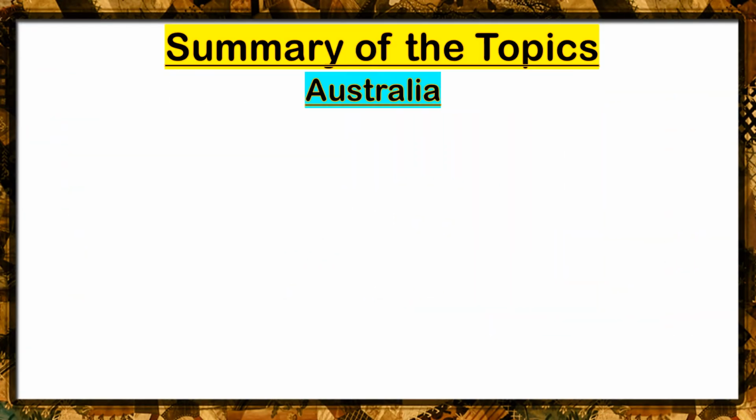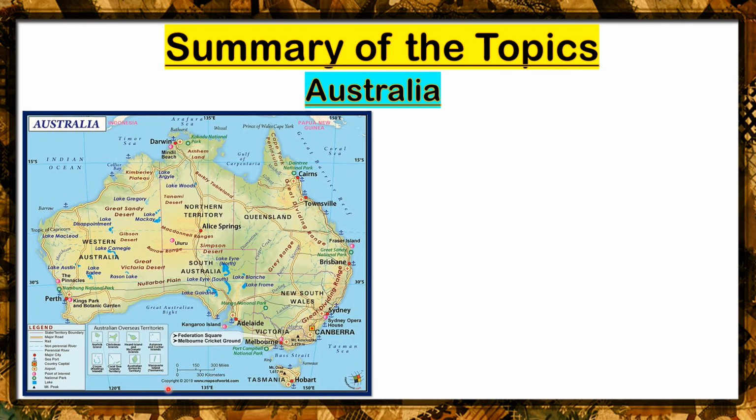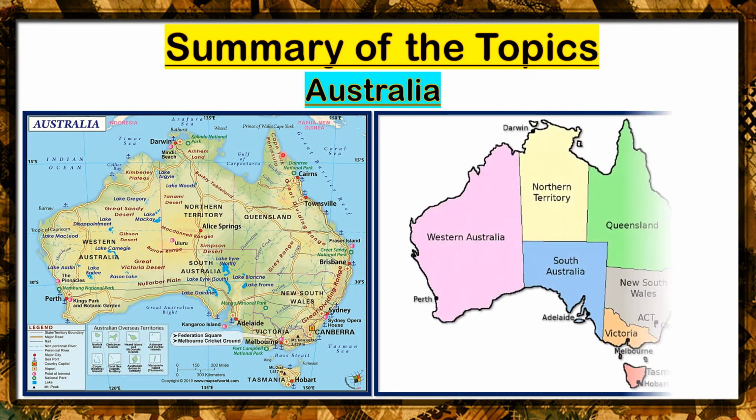Class, just to summarize the topics that we have discussed, which is about Australia. So this is the map of Australia. You can see it is surrounded with different bodies of water, Indian Ocean and Southern Ocean. We have the Great Barrier Reef here and the Gulf of Carpentaria.